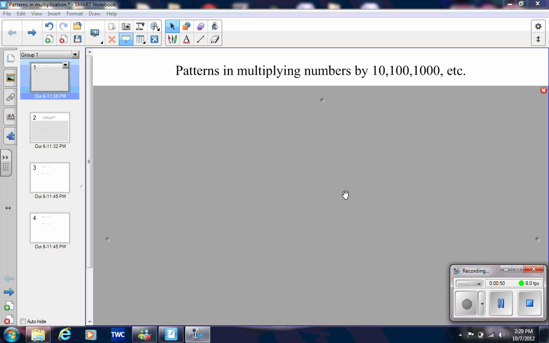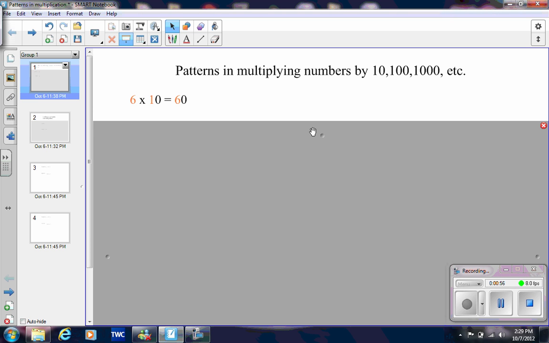Alright, so when we do patterns and multiplying, just like you see some things here, 6 times 10 is 60, and I have these two numbers in orange, 6 and 1. So you can see that 6 times 1 is 6, and then you have a 0 added on to the back. So 6 times 10 would be 60, and it's just a pattern that we have in multiplication.